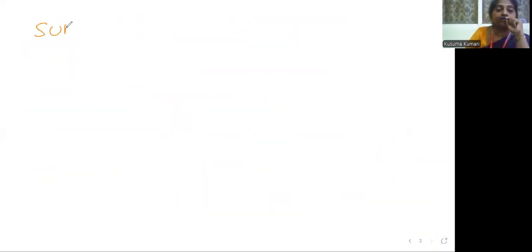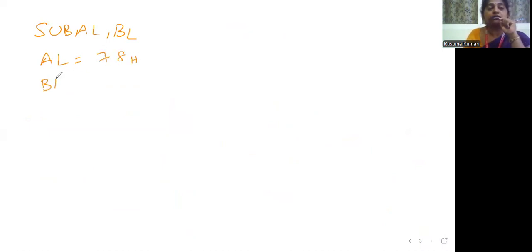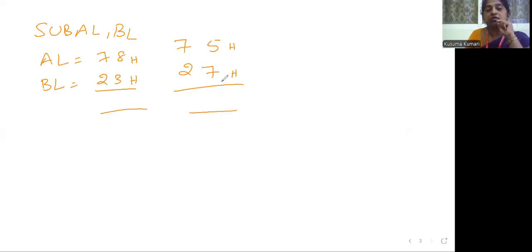For example, SUB AL, BL. If AL is equal to 78 hexa and BL is equal to 23 hexa, then it is the biggest number minus the smallest number, and the subtraction can be done simply. But with 75 hexa and, for example, 27 hexa, here a borrow situation is generated.